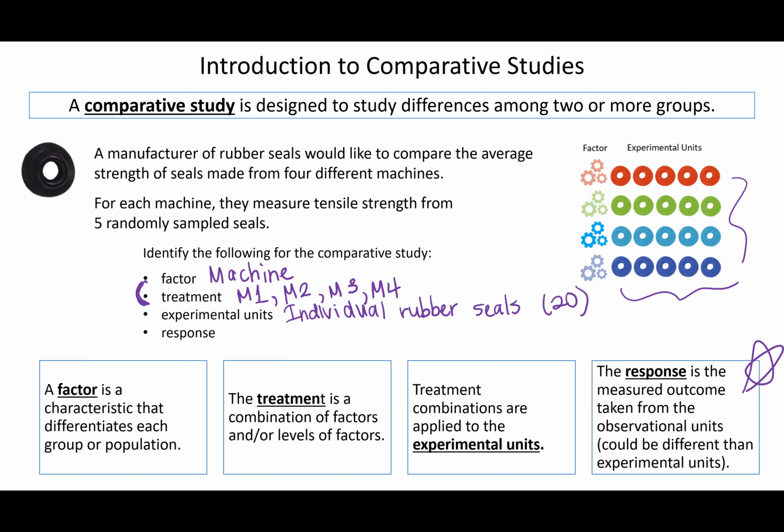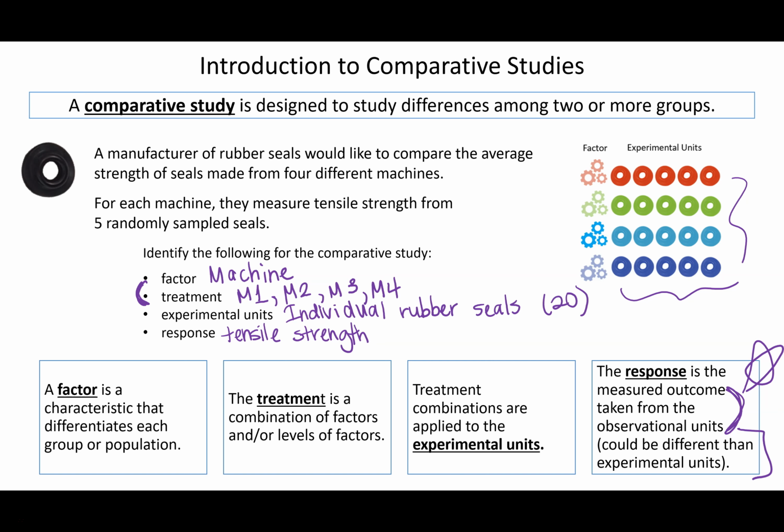So my response is going to be the tensile strength, whatever units those are in. Tensile strength, that's what we record from each one of the rubber seals. There is a note here, so the measured outcome from each of the observational units, it could be different than your experimental units. In this case, it's not.